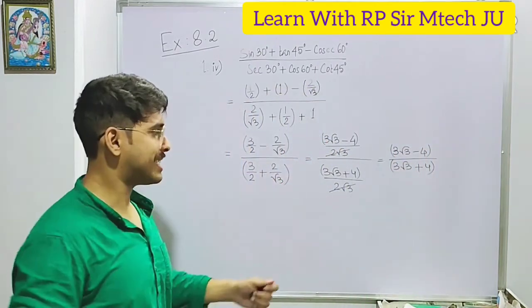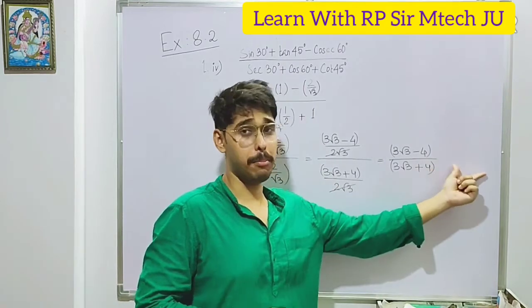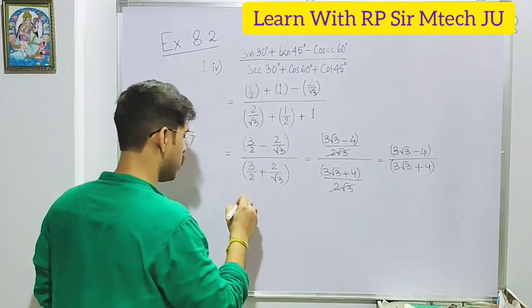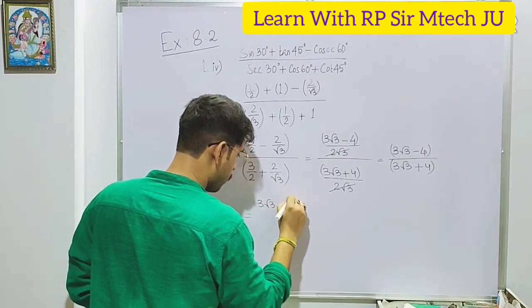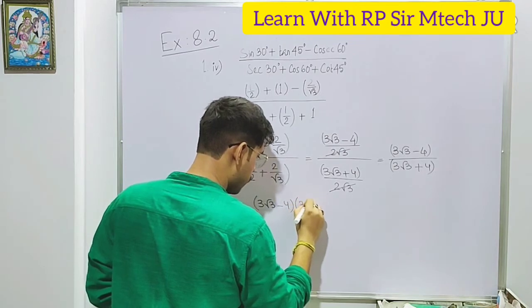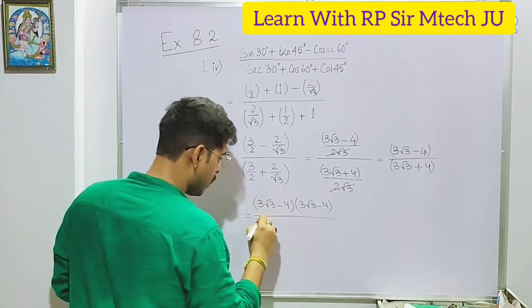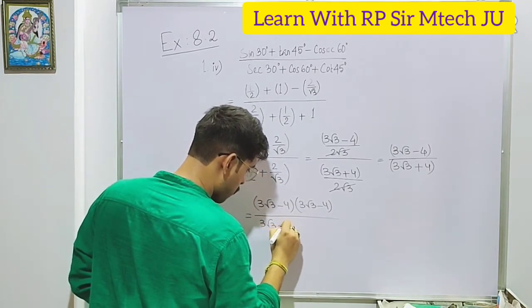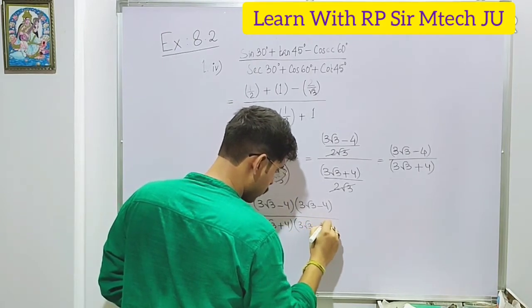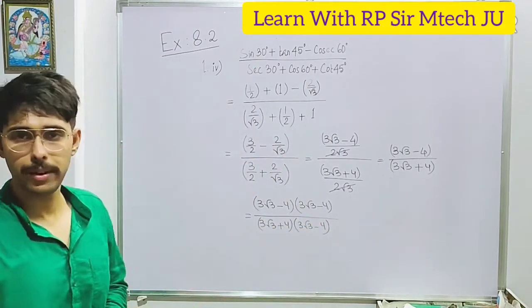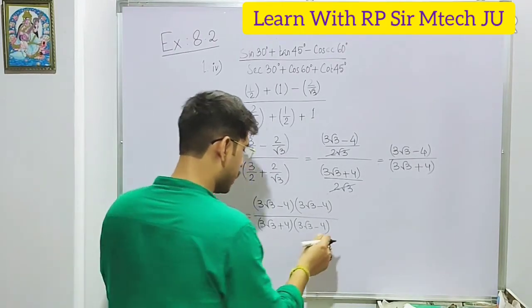Now to rationalize this one, we have to introduce the counterpart of that, that means 3 root 3 minus 4, and we have to introduce the same on the numerator. So it will be 3 root 3 minus 4 multiplied by the same 3 root 3 minus 4, and here we have 3 root 3 plus 4 we are going to multiply 3 root 3 minus 4. Right?